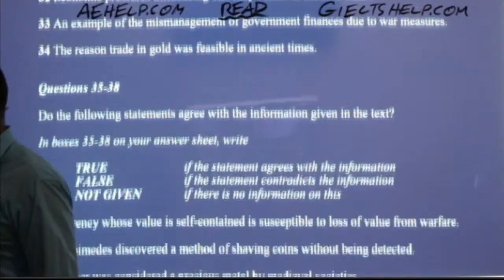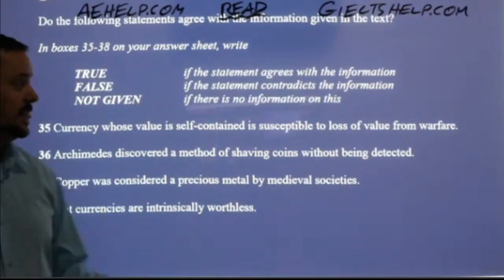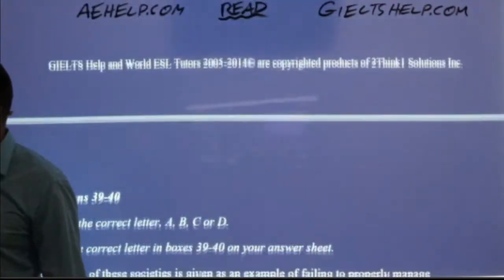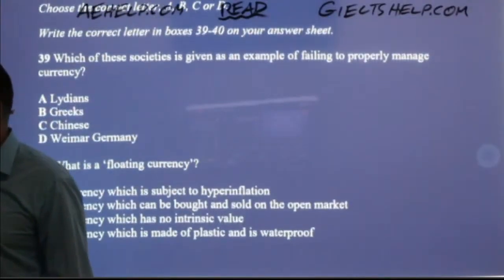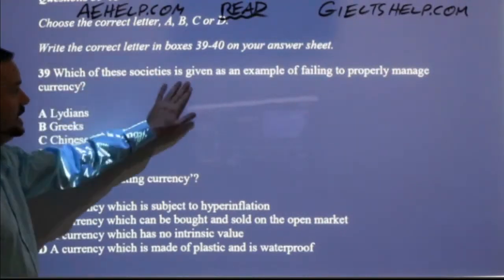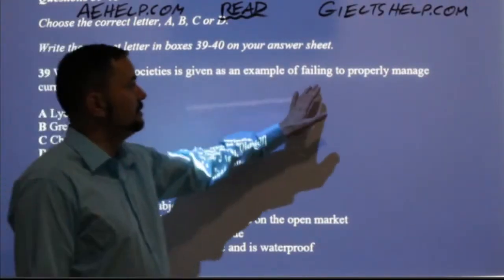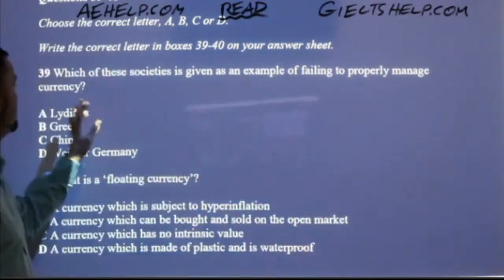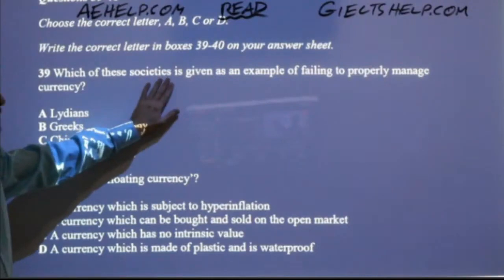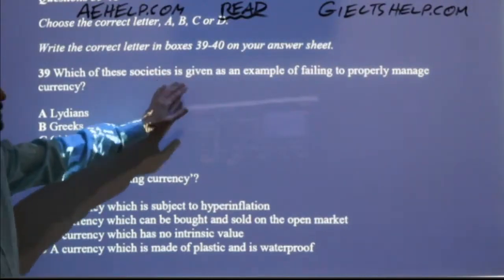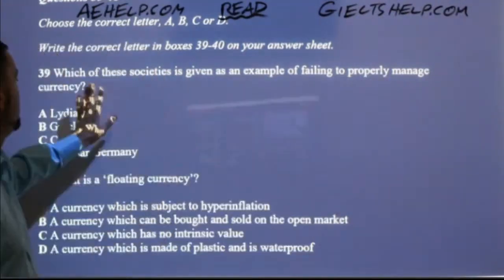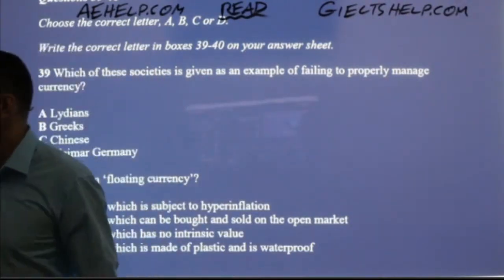So now we have true, false, not given statements. True, false, not given statements, just leave them. And then here we have some multiple choice. So which of these societies is given as an example of failing to properly manage currency? Okay. The following community or government or nation is provided as an instance of not using money wisely. Sure. Okay.